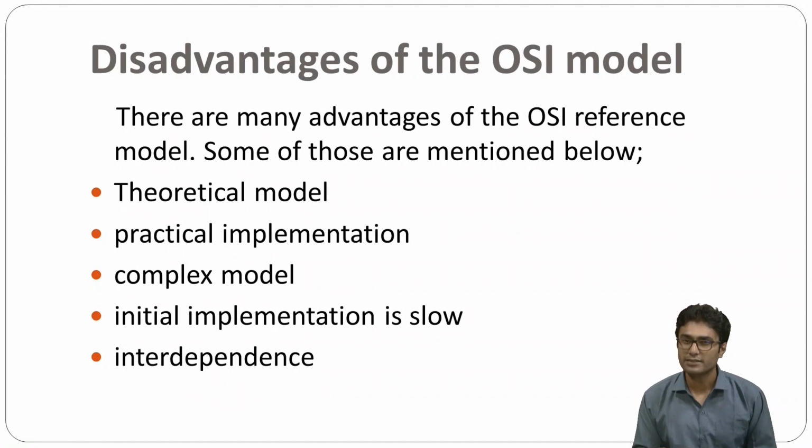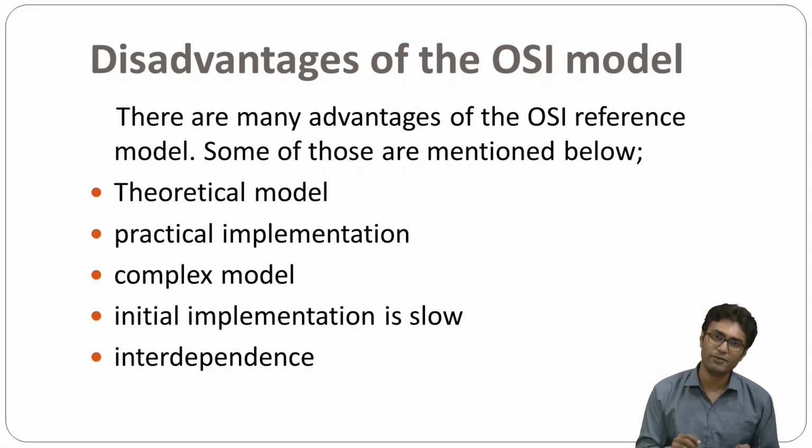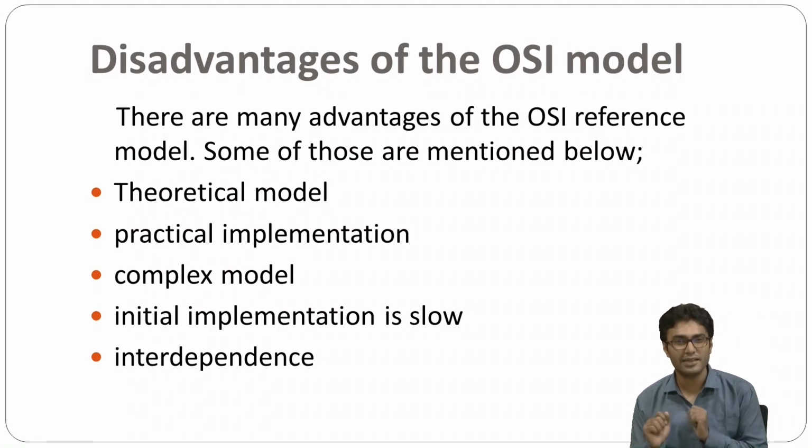Then the OSI model is a very complex model. So the initial implementation of the OSI model is slow. The initial implementation of the OSI model is also costly. So there is interdependence among the OSI layers also. So OSI layers cannot work in parallel. Each upcoming layer needs to wait to receive the data from its predecessor layer.